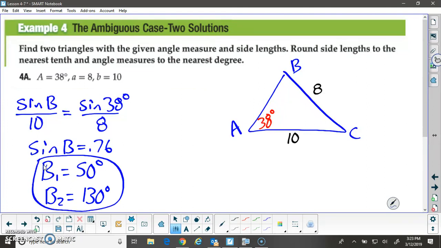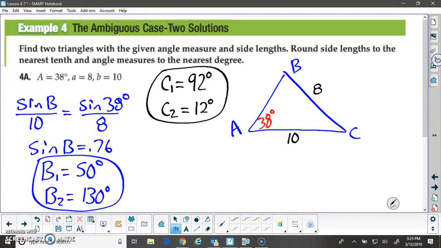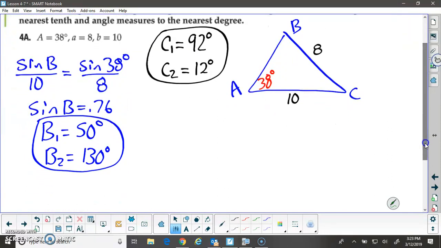Which means we have two possible measures for angle C. So let's see here. 50 plus 38 gives us 88. If we subtract that from 180, we have 92 degrees. And let's see, 130 plus 38 gives us 168. So angle C2 would be 12. Now to find the two possible lengths for length C, we'll use the 92 degrees first.